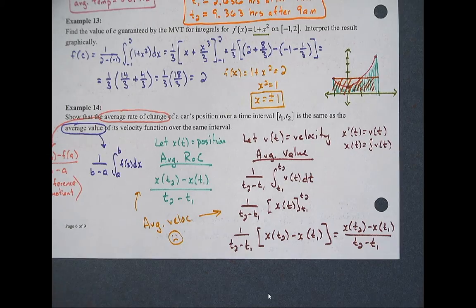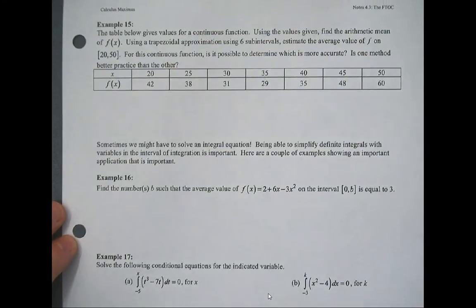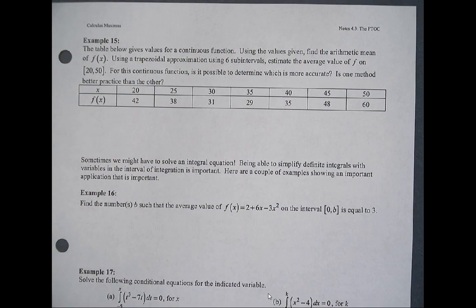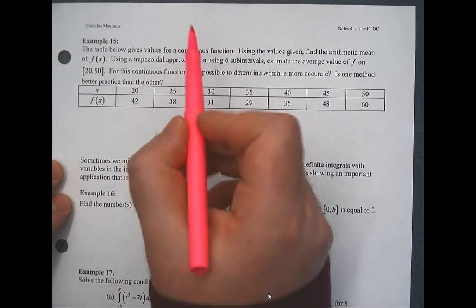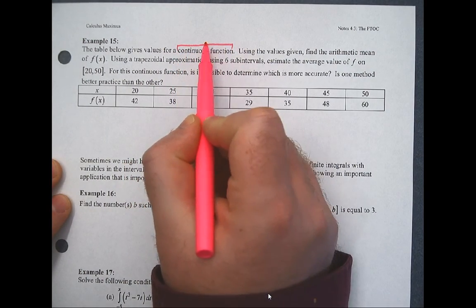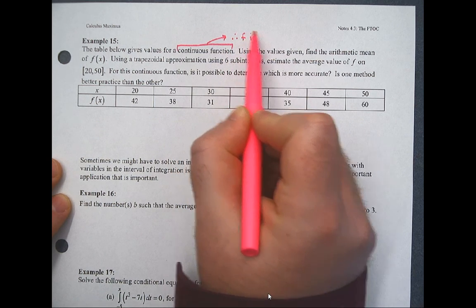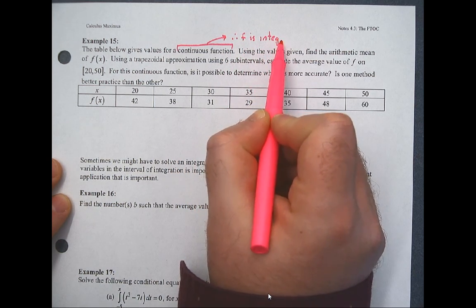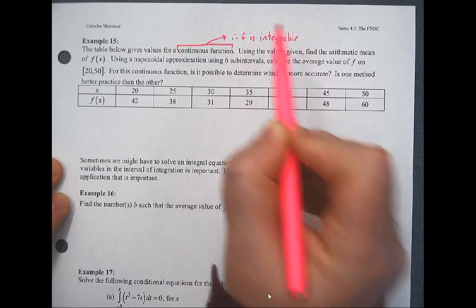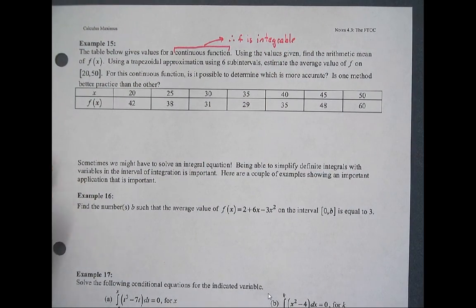All right, I want to do one more in this section. Okay, so we've got: the table below gives values for a continuous function. Boom, right away, that means something. If my function is continuous, therefore it is integrable. I like differentiable a lot better than that word. All right, so we've got this continuous function.